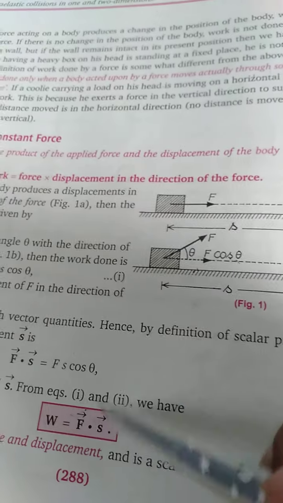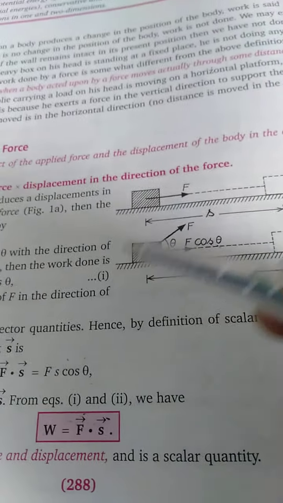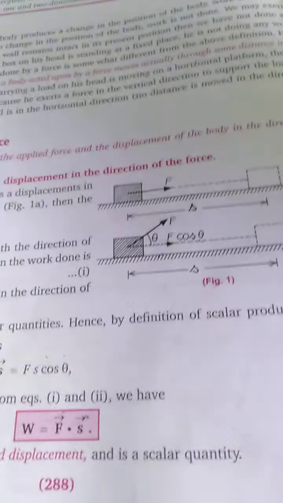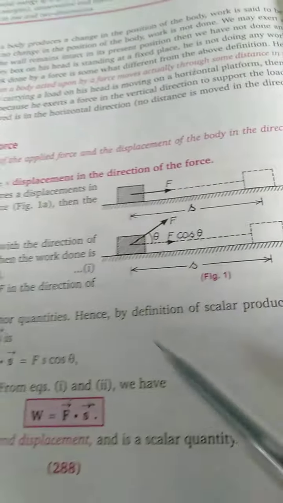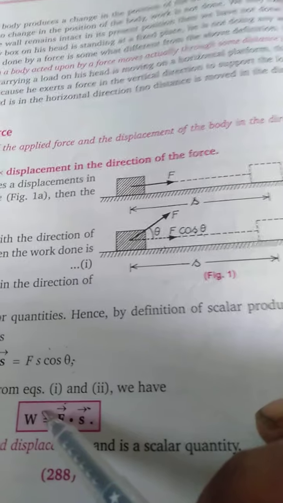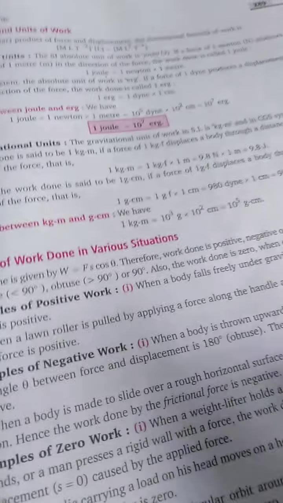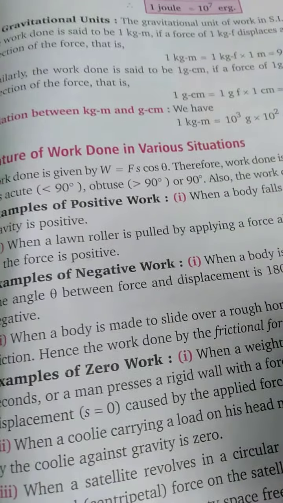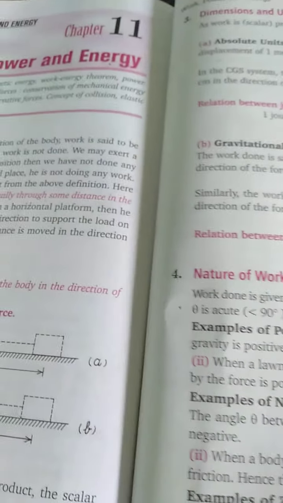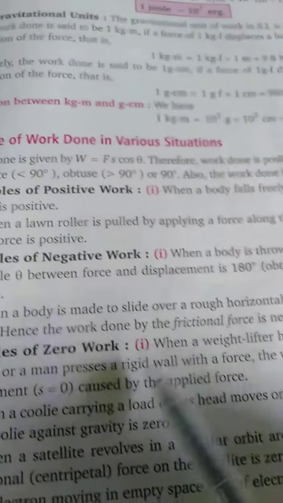And second case, if the F S cos theta, if this theta is 90 degree, it means displacement and force are perpendicular to each other. If the displacement is perpendicular to the force, the theta is 90 degree. In that case, we will say that work done is also 0. So there are two cases when work done will be 0. First case when displacement is 0, and second case when theta is 90 degree.